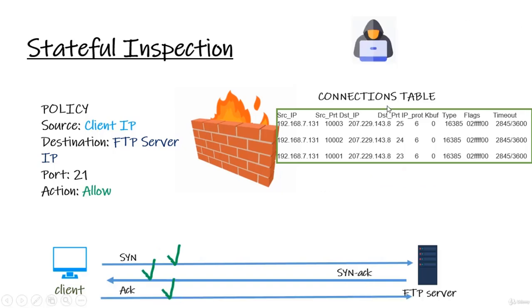Okay, so here's the scenario. Let's say we already have an established session between our client and FTP server. We have SYN, we have SYN-ACK and ACK. So right now we are in the data transfer phase. We're sending data without any problem. We're getting all our good stuff from FTP. I usually get music. I'm not sure what you guys get.